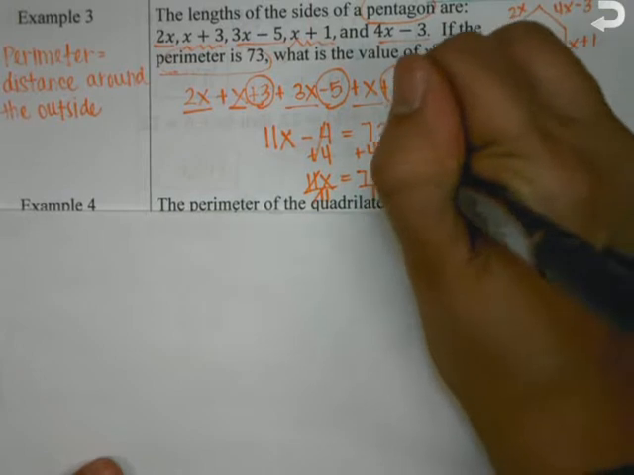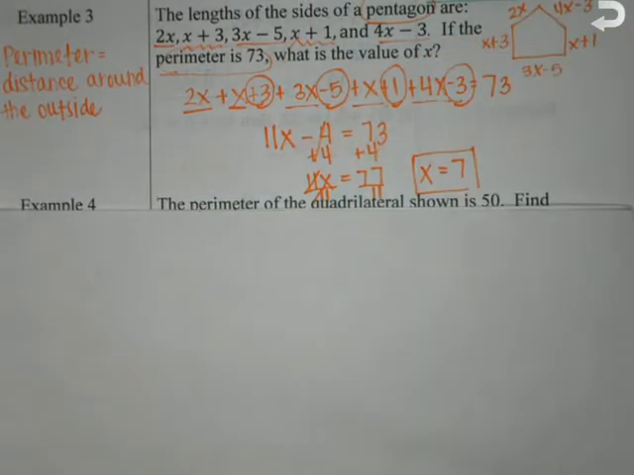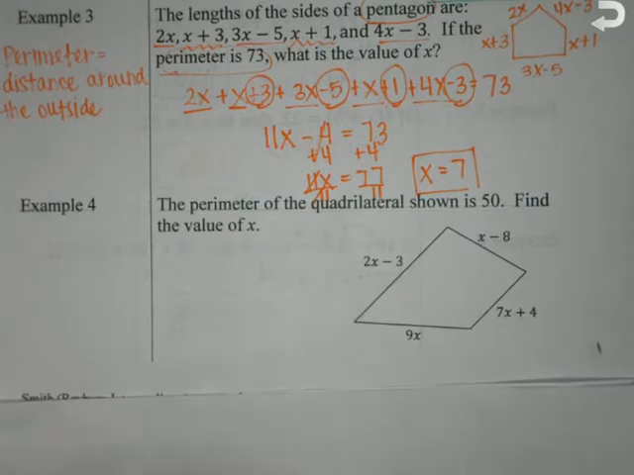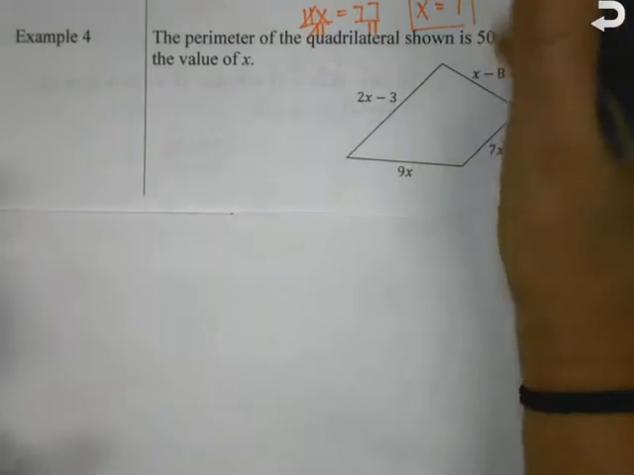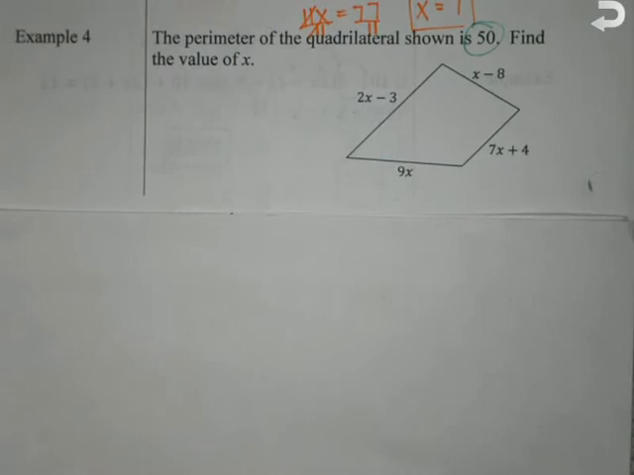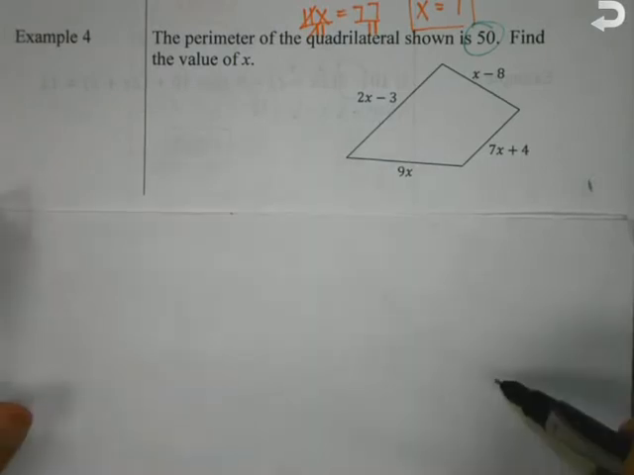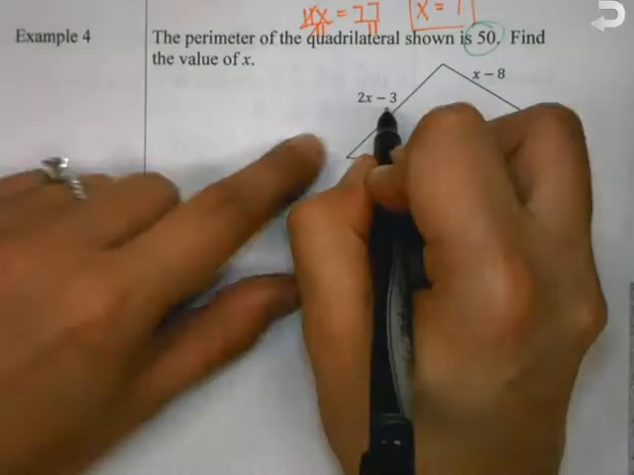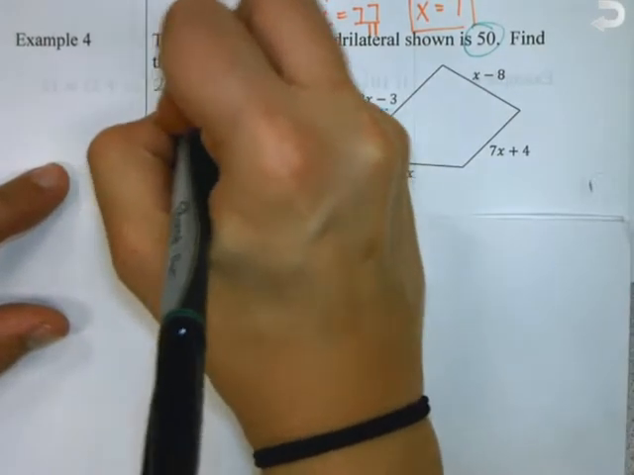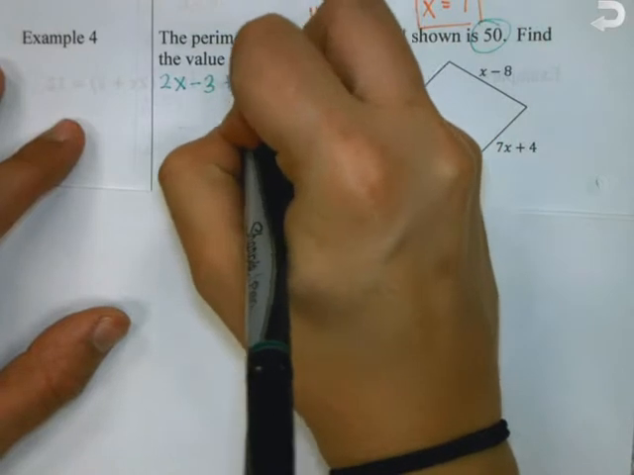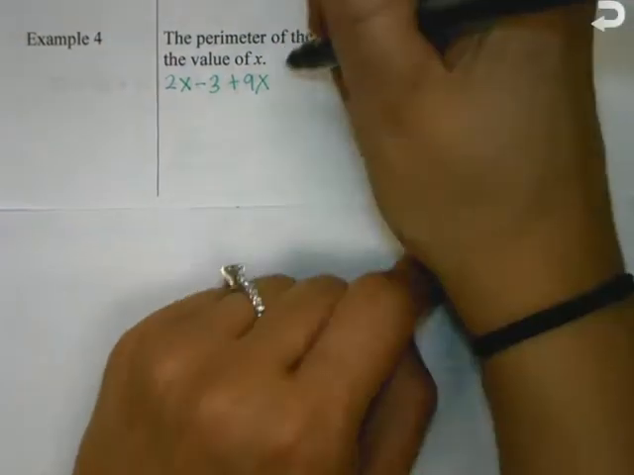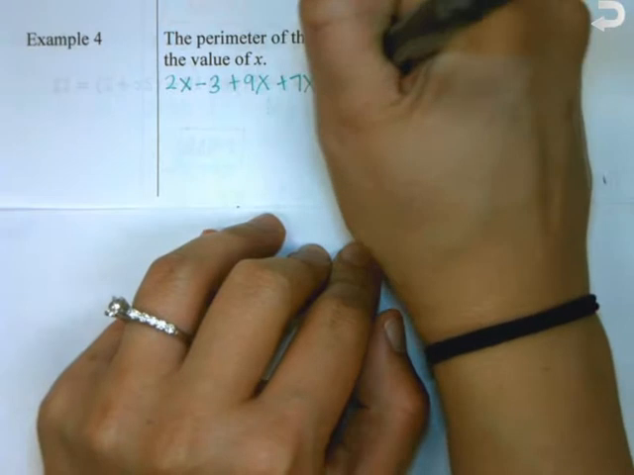Okay, how do you feel about that perimeter? Good? Alright, last one. Example 4. The perimeter of a quadrilateral shown below is 50. So perimeter is 50. Find the value of x. So what do we have to do to all of the edges here? Add them up. So I'm going to start at 2x minus 3. So we get 2x minus 3 plus 9x plus 7x plus 4 plus x minus 9, or x minus 8, equals 50.